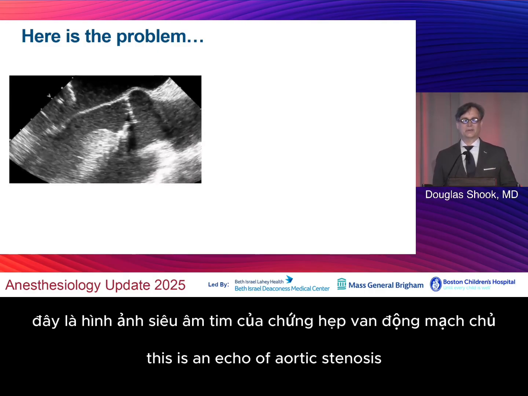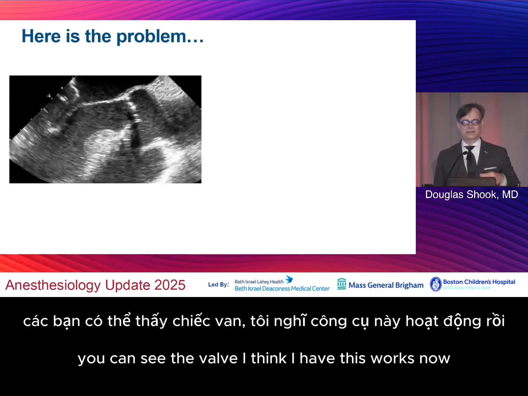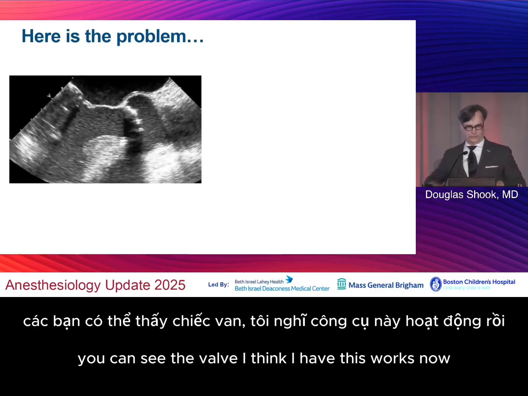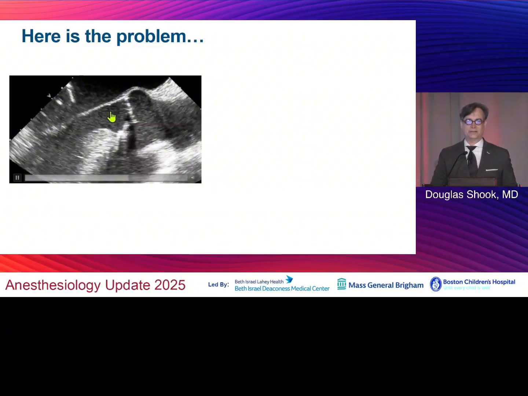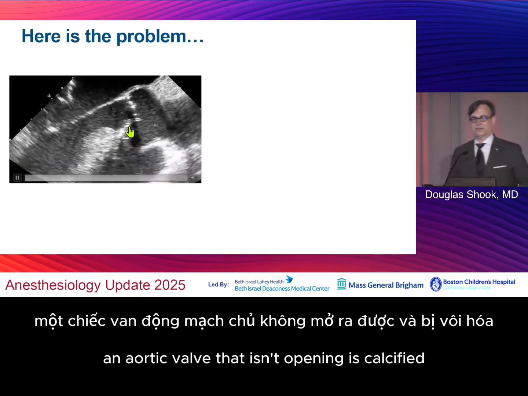So here's the problem. Right, this is an echo of aortic stenosis. You can see the valve. I think this works. Oh, look at this right here. So you've got a valve here, an aortic valve that isn't opening, is calcified.